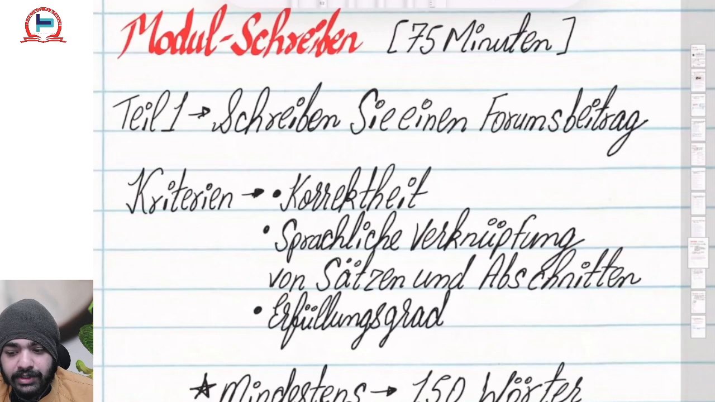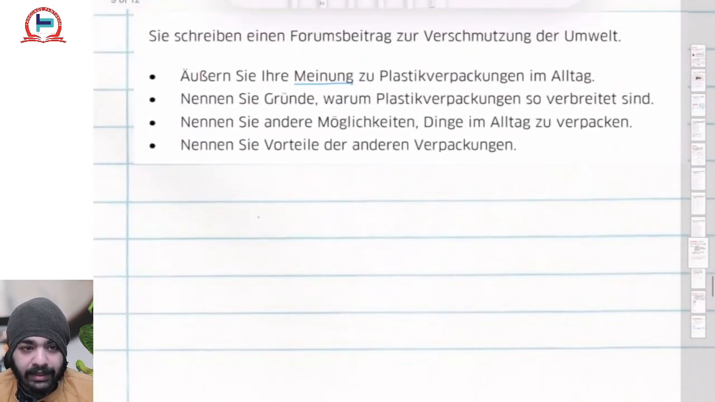So this makes your language sound more fluent. Okay. Easy to read. Then the third thing on which they judge you is Erfüllungsgrad, the fulfillment degree. It means to what extent are you fulfilling what they have asked out of you. If they have asked you these things, die Meinung, Gründe, andere Möglichkeiten und Vorteile, the opinion, the reasons for something, other possibilities and advantages, to what extent are you able to fulfill that? To what extent are you addressing these points?